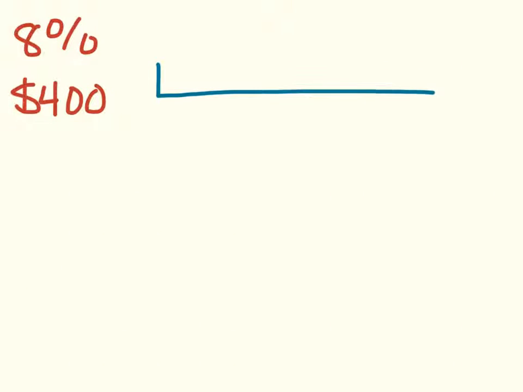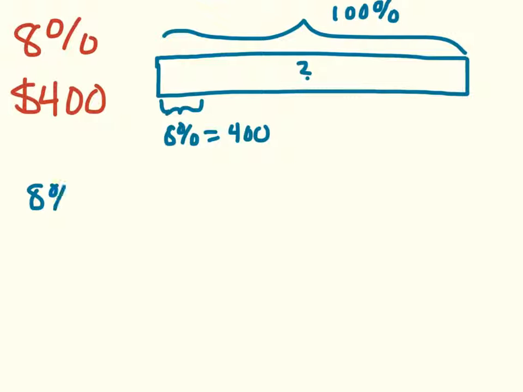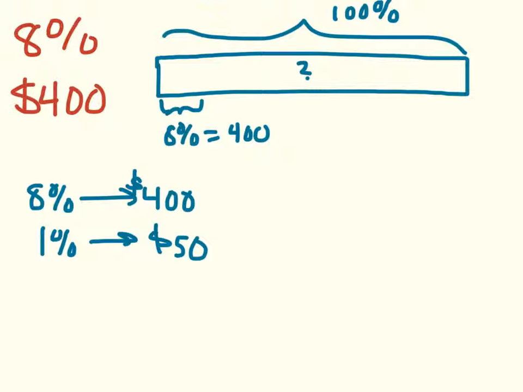So if we have a total dollar amount that represents 100%, we know that 8% of it equals $400. And this quantity is unknown. Okay, so what do we start with? We start with 8% equaling $400 because we know that's true. That means 1% will equal $50 or 400 divided by 8, giving us $50.